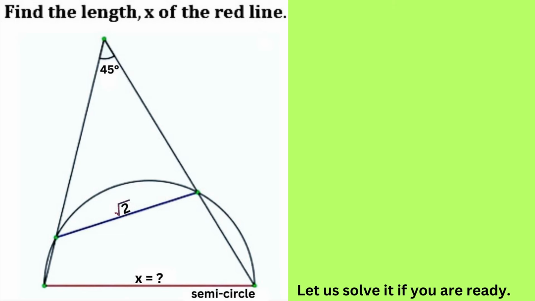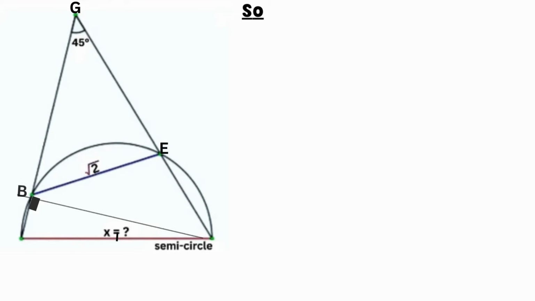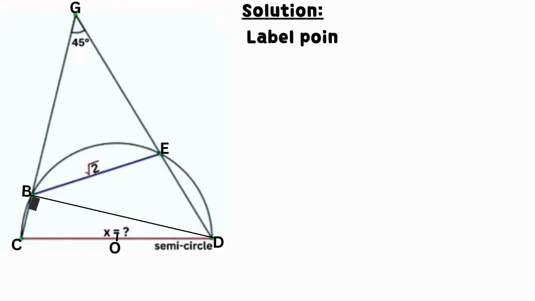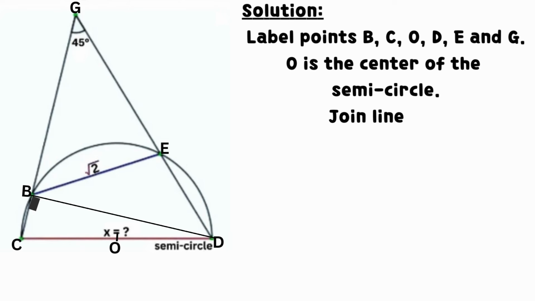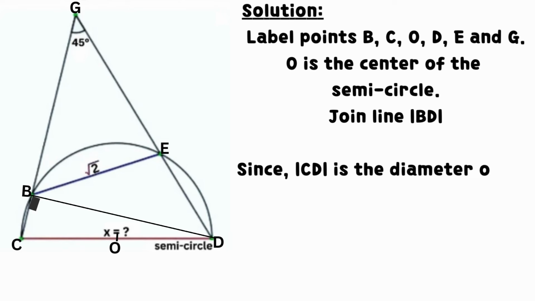Find the length x, which is the red line. Label points B, C, O, D, E, and G. O is the center of the semicircle.